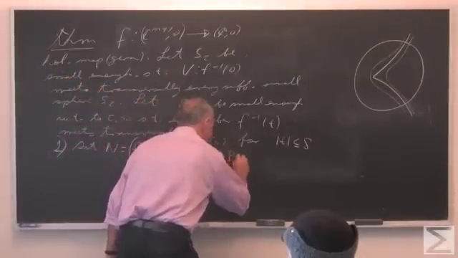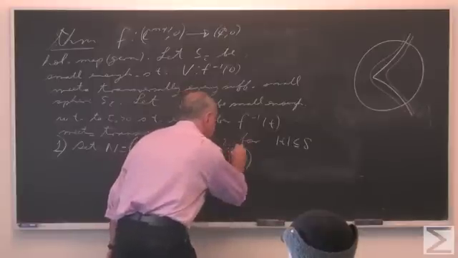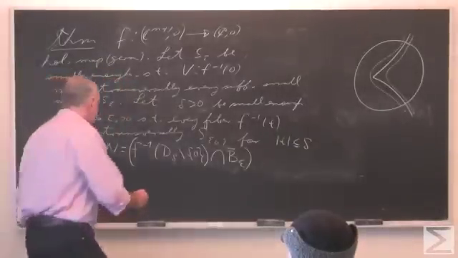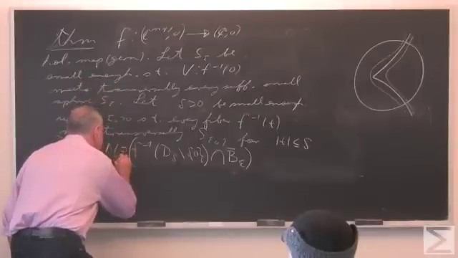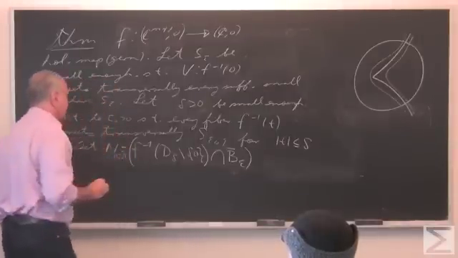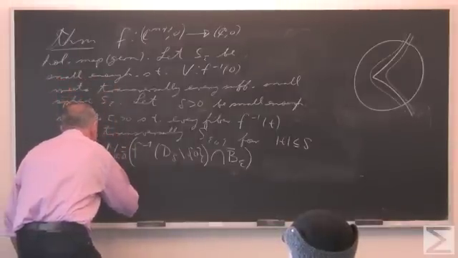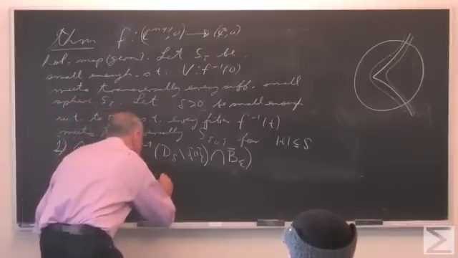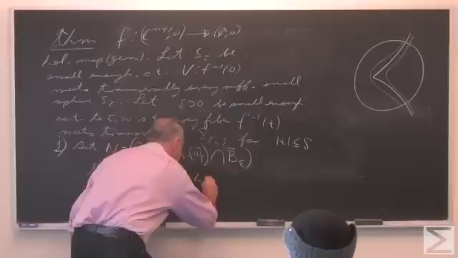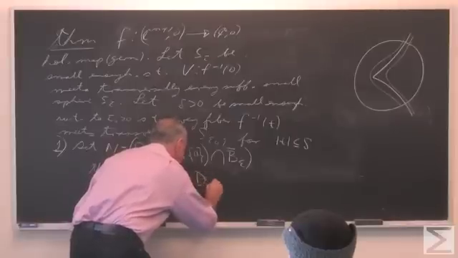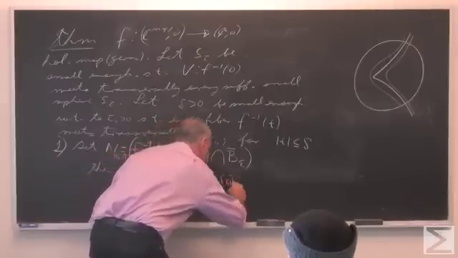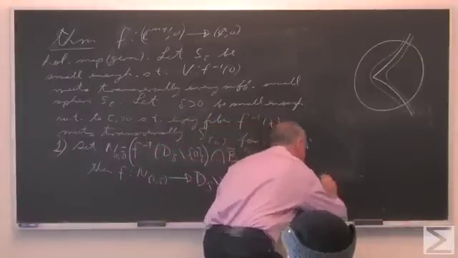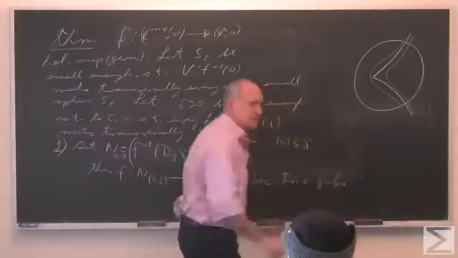Cup ball of radius epsilon. Closed ball. Let me call this N epsilon, delta. Then f from N epsilon, delta into this is a locally trivial fibration or a fiber bundle.